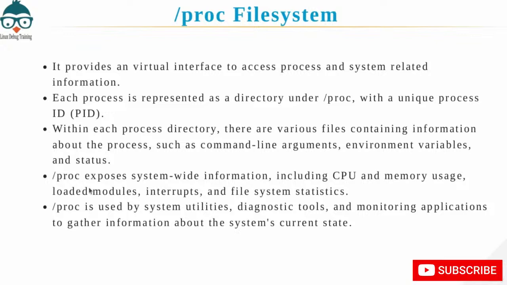The proc file system also includes files and directories that provide system-wide configuration and information parameters, such as CPU usage, memory usage, the loaded modules, interrupts, file system statistics, etc. The information available in the proc file system is dynamically generated and updated by the kernel in real time. This information is used by system utilities, diagnostic tools, and monitoring applications to provide a view of the system's current state.